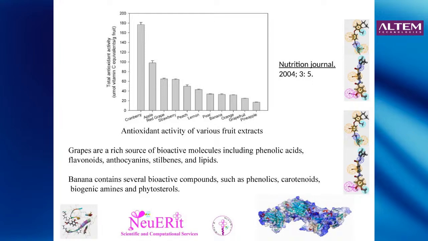Grapes are a rich source of bioactive molecules, including phenolic acids, flavonoids, anthocyanins, stilbenes, and lipids. So, in my last slide, I just gave a picture of the antioxidants present in the apple. Similarly, antioxidants are present in grapes. Those structures are also available. Banana also has some bioactive compounds. So, if one is interested to know what bioactive compounds are there in the banana, one can get it. Banana contains phenolics, carotenoids, biogenic amines, and phytosterols.